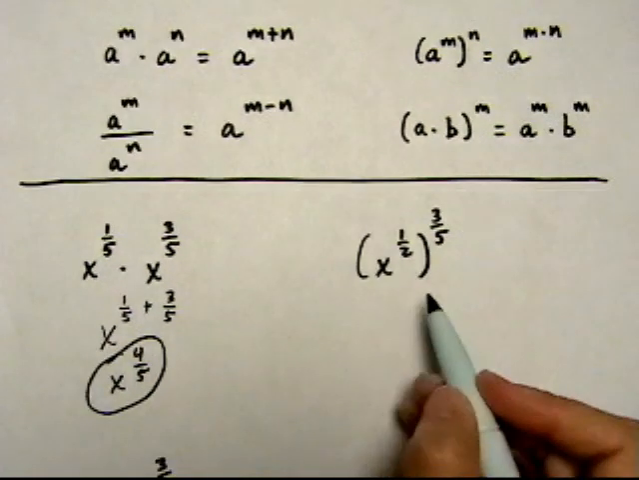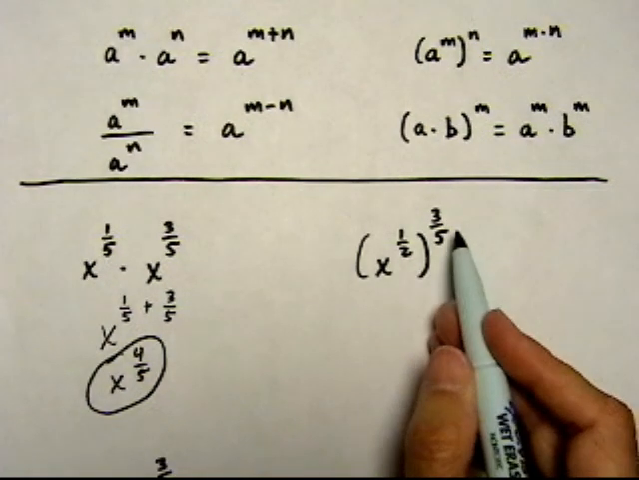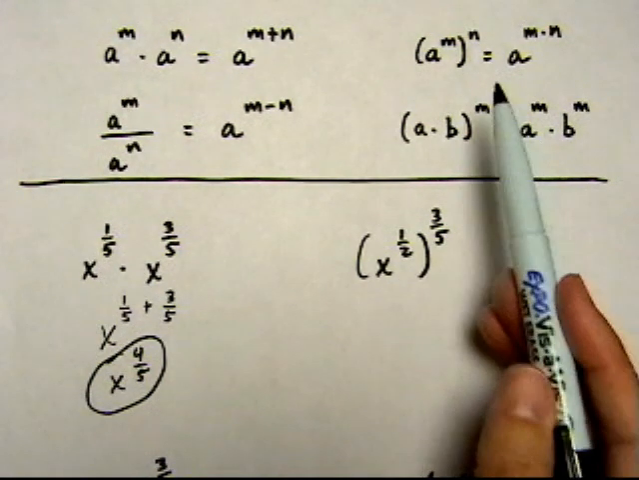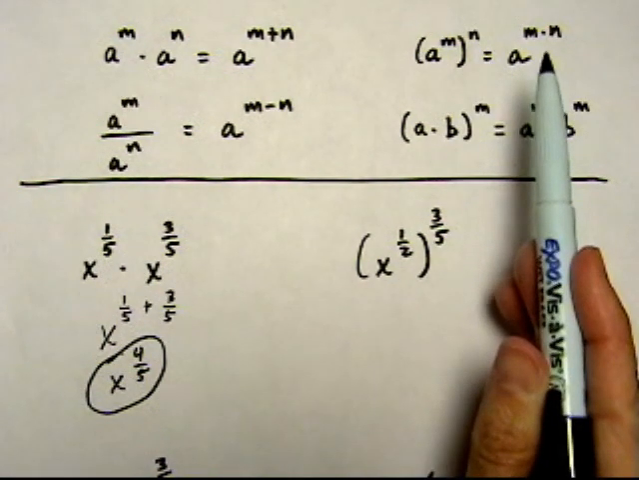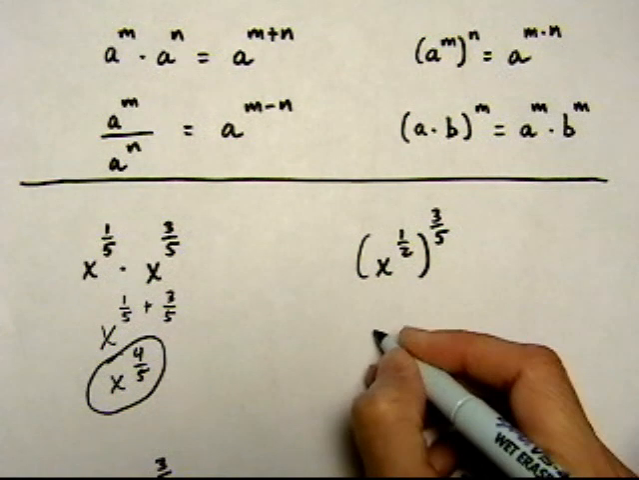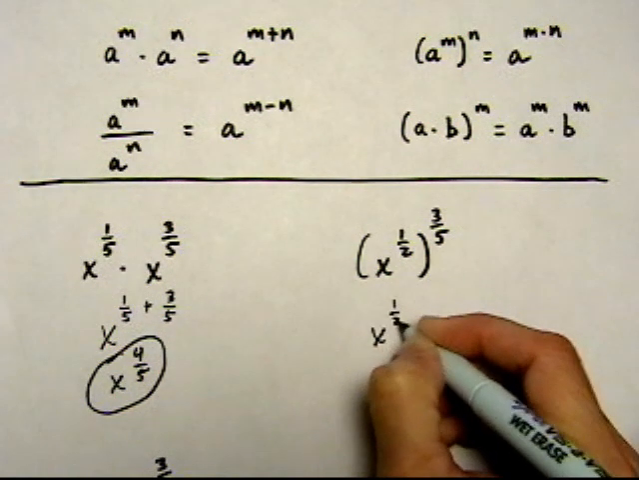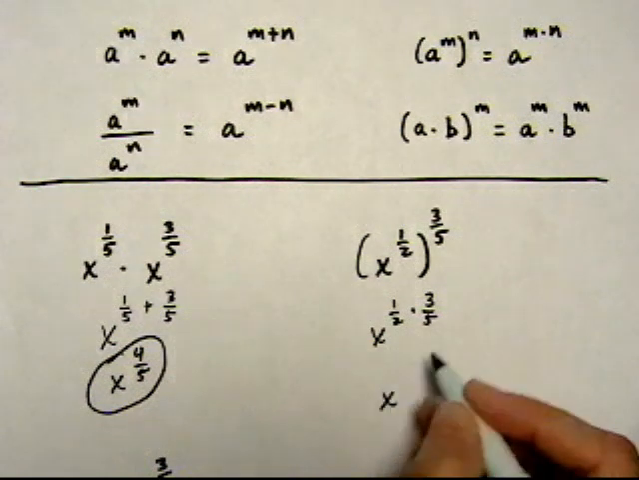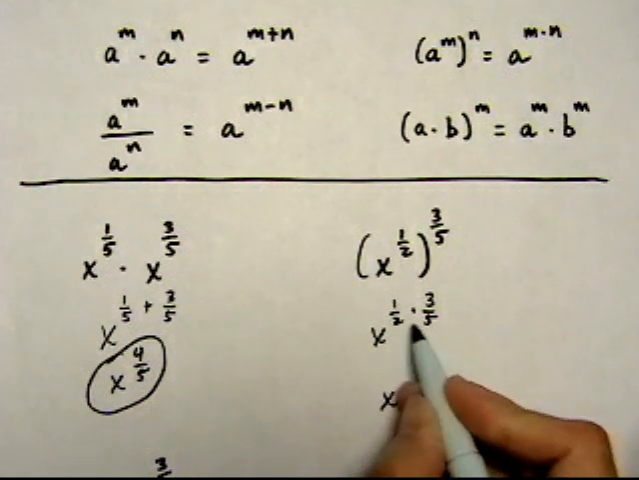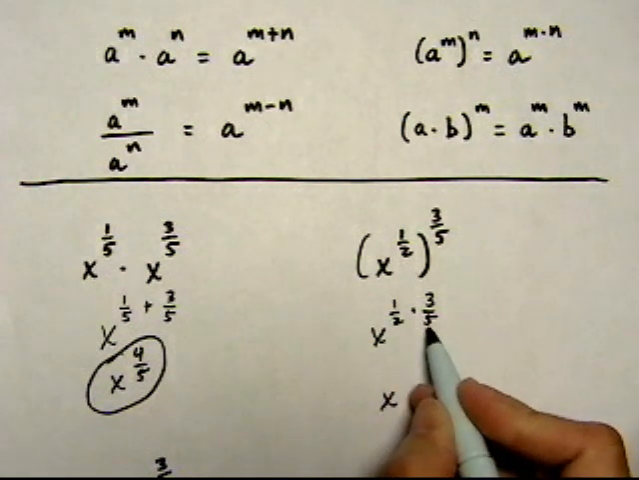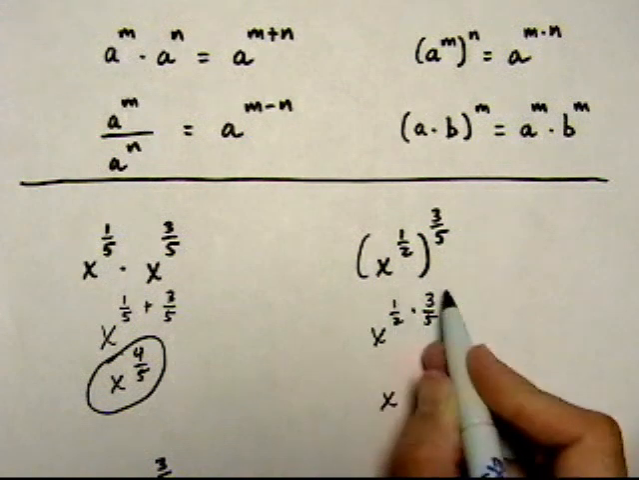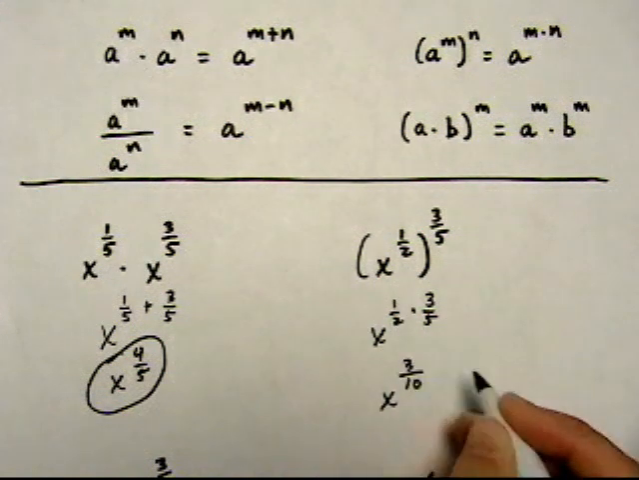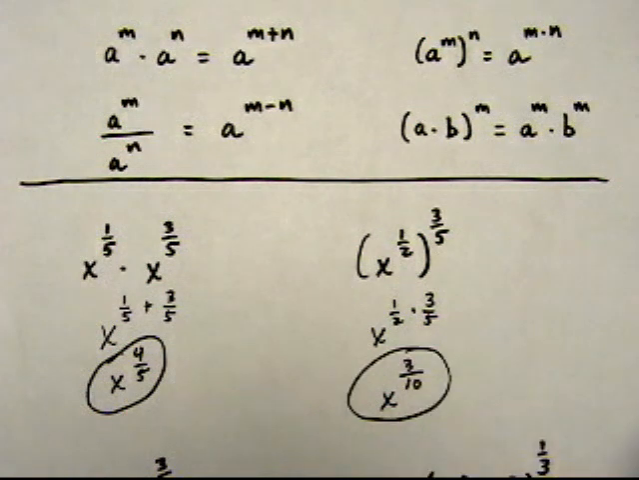In the next one, we've got x to the 1/2 raised to the 3/5. That means we have a power to a power, and for power to a power, we multiply the exponents. So that gives us x to the 1/2 times 3/5. Here we don't have to worry about common denominators because we're multiplying fractions, so we just go right across the bottom, right across the top. So 1 times 3 is 3, 2 times 5 is 10. And there's our answer.